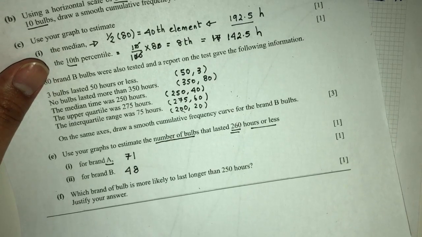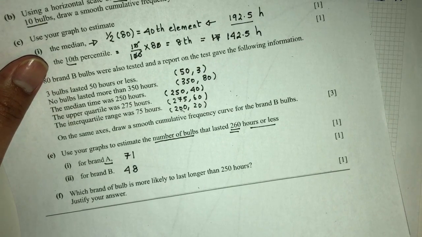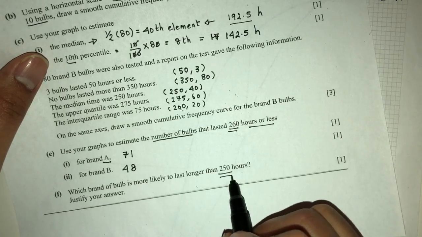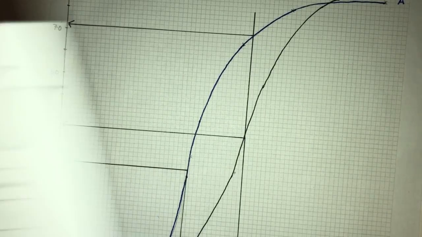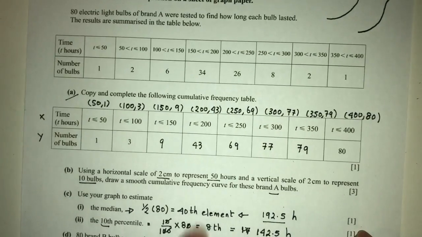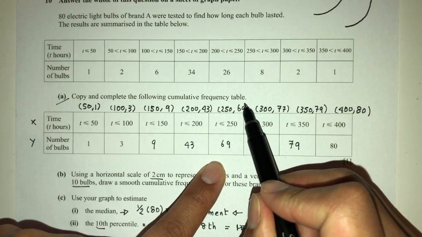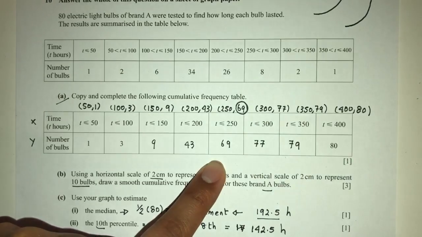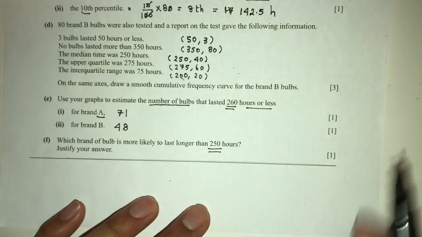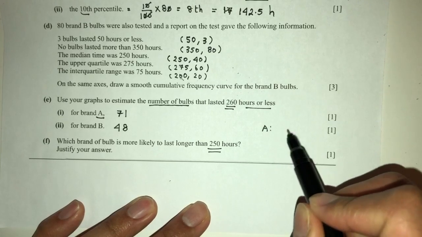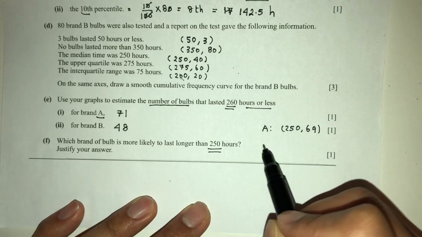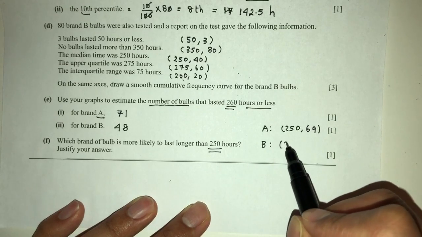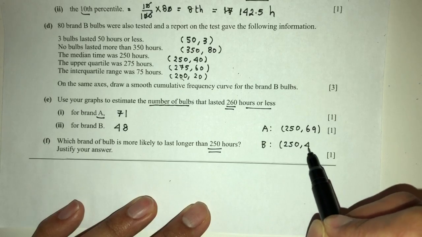Now for part F, which brand of bulb is more likely to last longer than 250? So let's check. Where is 250? So let's look at the values that we have already. So we know that for brand A, for 250 the reading was 69. That is for brand A. So let me write this down, right? So for brand A, for the value of 250, the reading was 69. Now for brand B, for 250, the reading was 40.